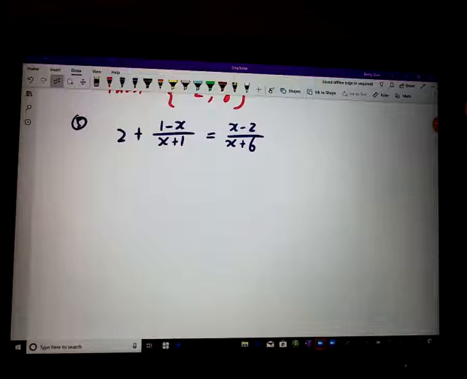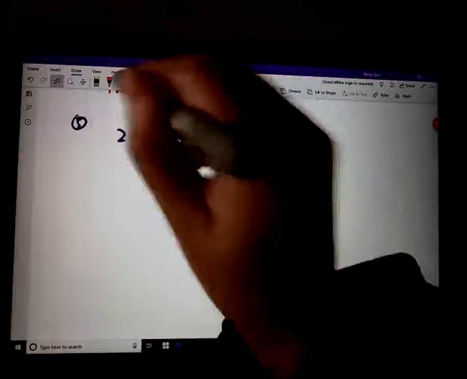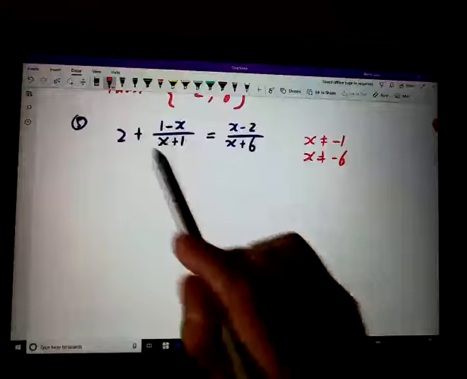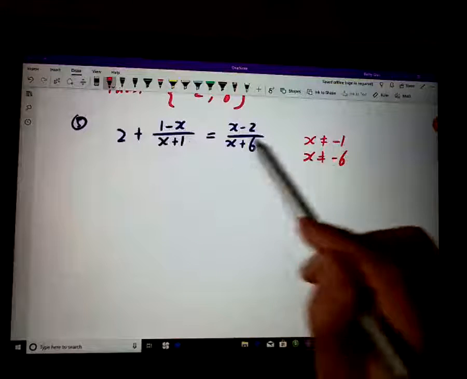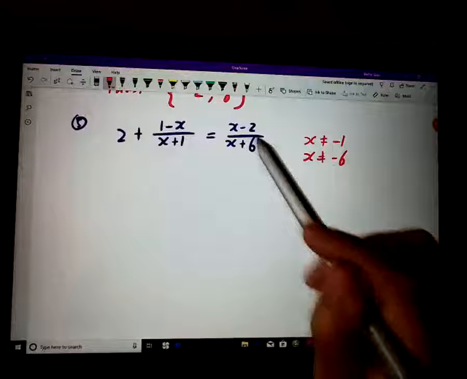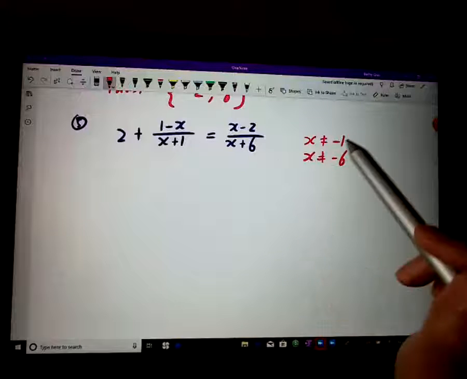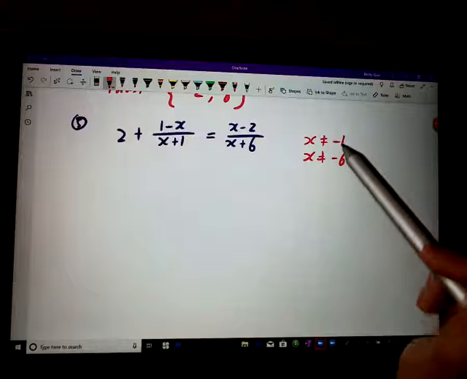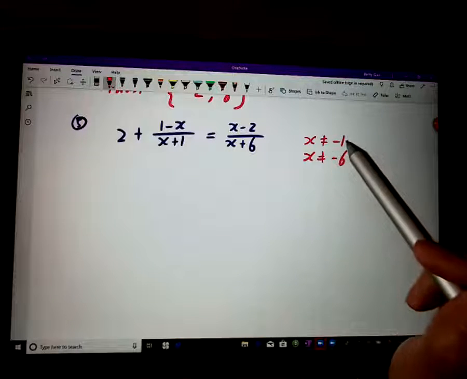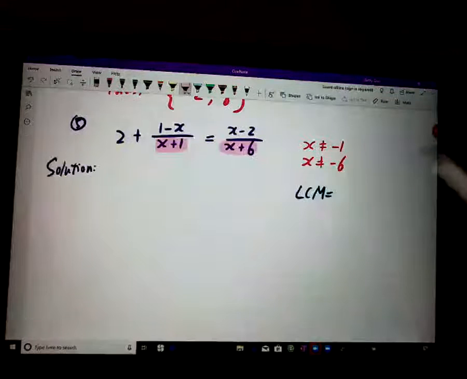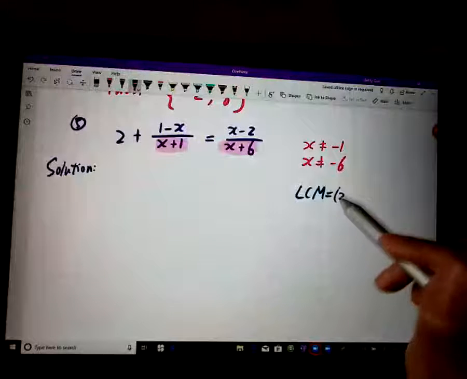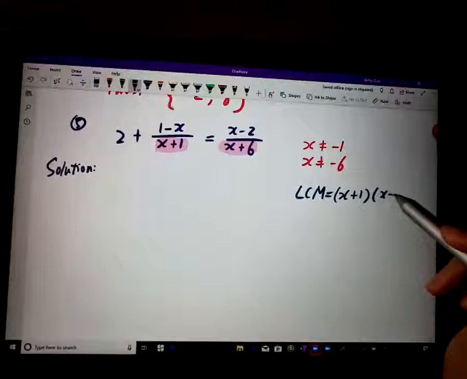Do you remember the 5-step procedure? Step 1, find the restriction. x cannot be -1, x cannot be -6. Why? -1 would make this denominator be 0. -6 would make this denominator be 0, right? So we have to exclude -1 and -6. The common multiple of those two binomials is their product, x plus 1 times x plus 6.